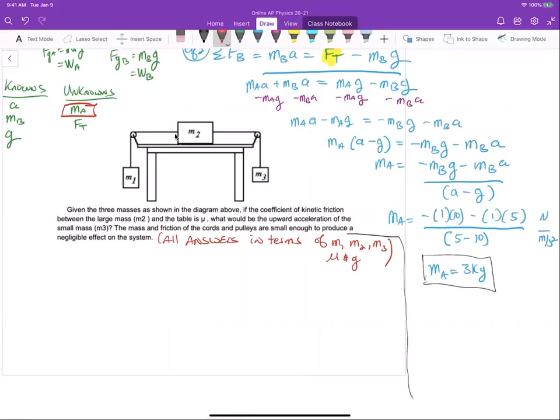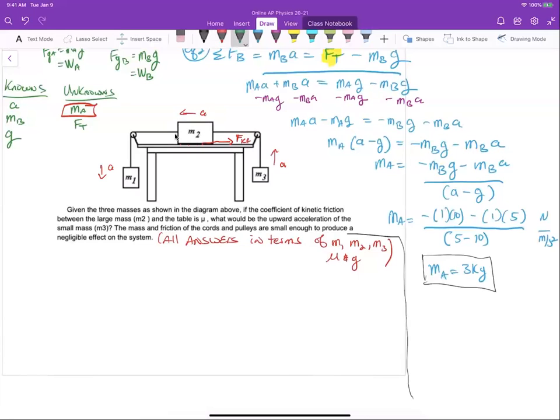The mass and the friction of the cords and the pulleys are small enough to produce negligible effect on the system. Okay, they told us we're accelerating upwards, which means this guy's got to go that way, which means this guy is accelerating downward. They told us that I have friction here. How did I know that the force of kinetic friction is pointing in that direction? Well, if I'm accelerating to the left, my kinetic friction has to be opposite of motion, parallel to the surface.